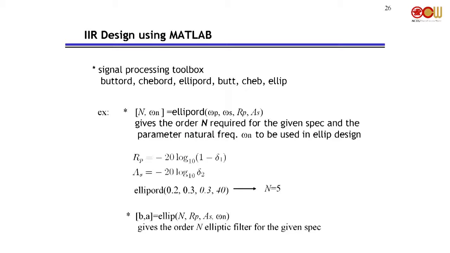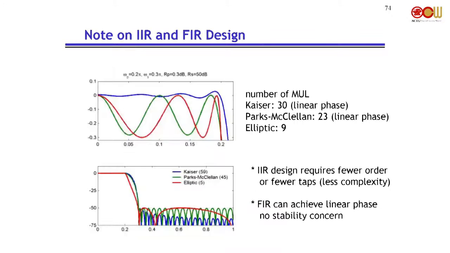And for IIR filters, we can also use MATLAB to design IIR digital filters. For example, if we want to use elliptic filter, we can use a command to estimate the order of the elliptic filter, and then use those parameters with the command ellip to design the elliptic filter. So here is the plot that has the Kaiser window, the Parks-McClellan algorithm, and also the elliptic filter, all 3 of them together.